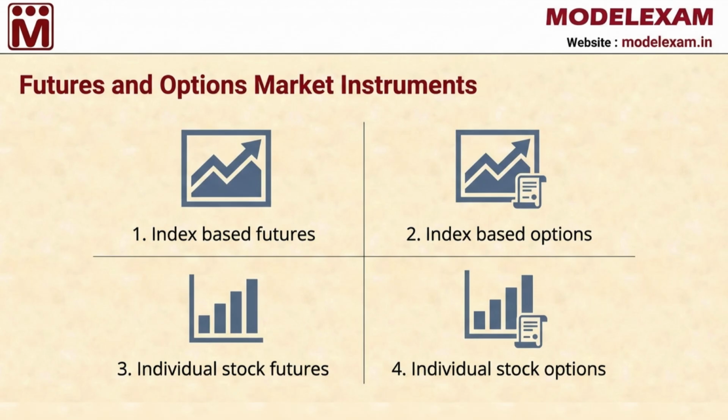Finally, let us look at the 4 main types of instruments you can trade in this market. You can trade futures contracts based on an index or on individual stocks. Similarly, you can trade options contracts based on an index or on individual stocks. These 4 tools give you many different ways to manage your risks and explore different investment strategies in the futures and options market.